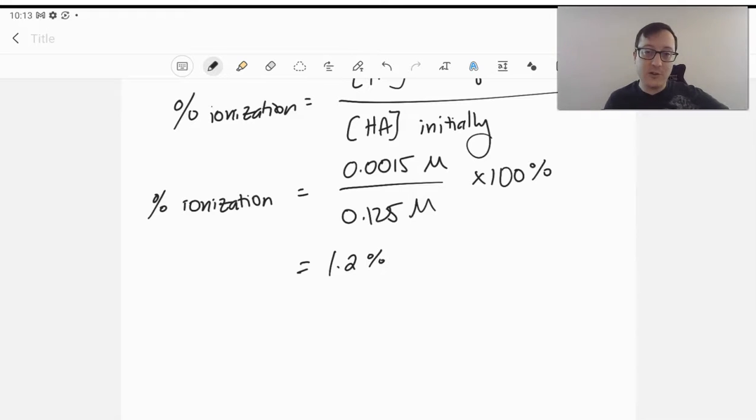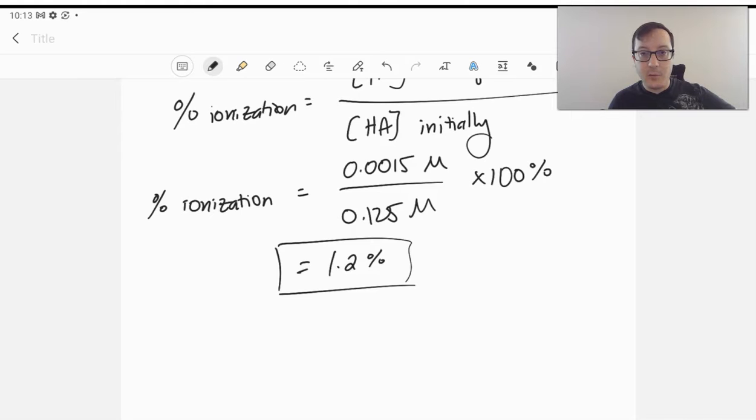So in 0.125 molar acetic acid, only about 1% of molecules break apart on average, right? They're, of course, continuously forming and breaking apart again, but we see that the percent ionization for this concentration of acetic acid is 1.2%. And so we can establish this. Just another metric we have.